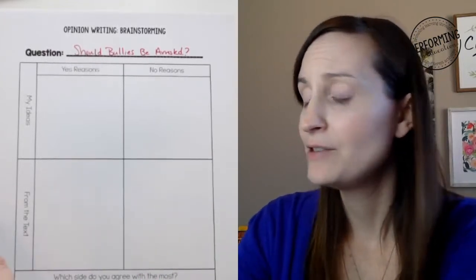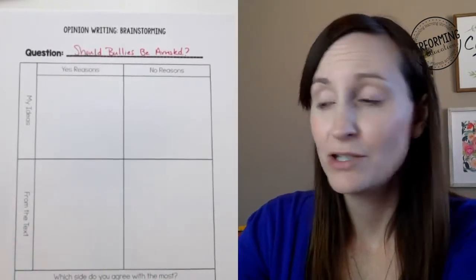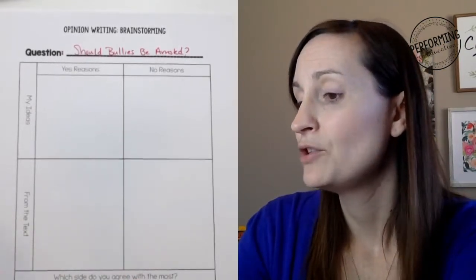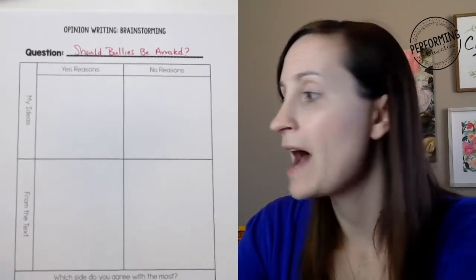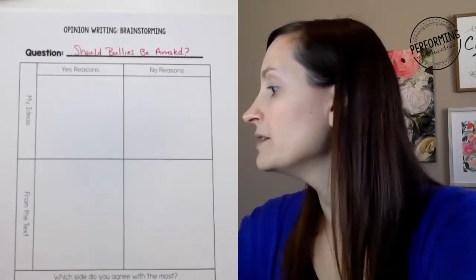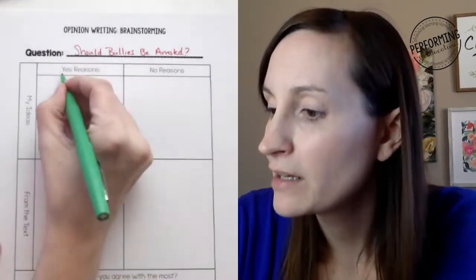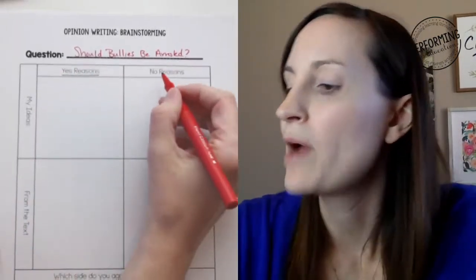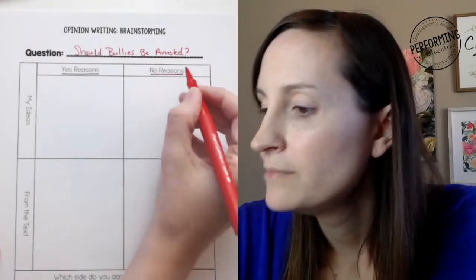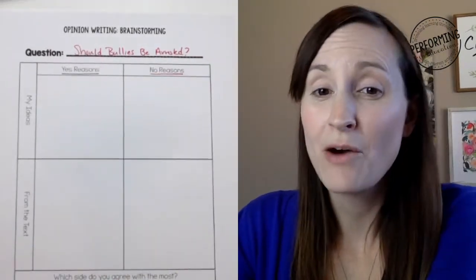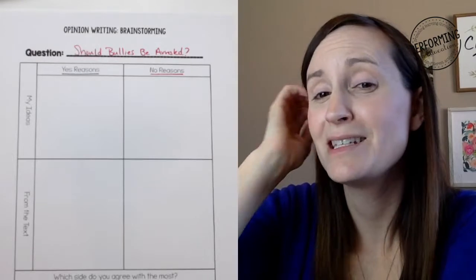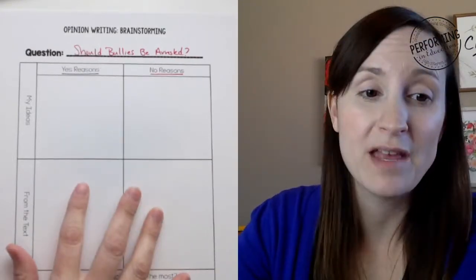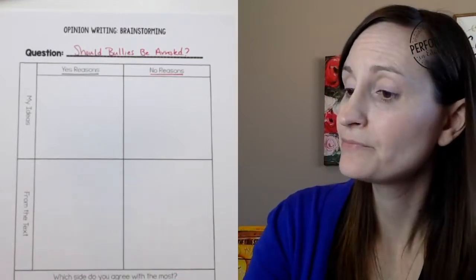So the first thing that I do is I think it's really important to color code for students. And so what I'm going to do is use yes ones are going to be green, and my no reasons are going to be red, just so that when we read the text, it's pretty easy to discern where they got the different pieces of evidence when they put it in their organizer.